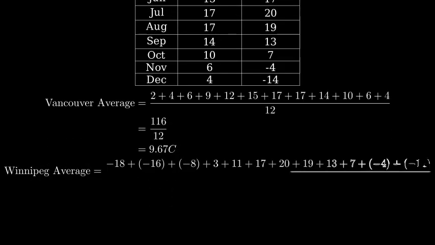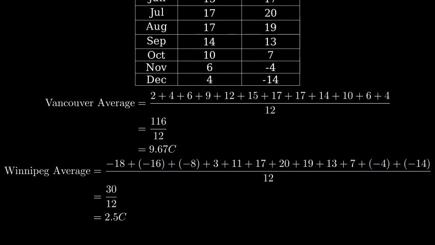Now for Winnipeg, adding the temperatures: minus 18 minus 16 minus 8 plus 3 plus 11 plus 17 plus 20 plus 19 plus 13 plus 7 minus 4 minus 14 equals 30. Dividing by 12 gives us 2.5 degrees Celsius.